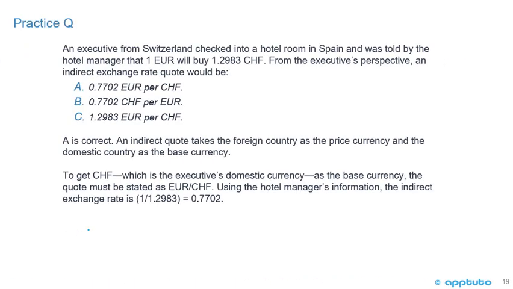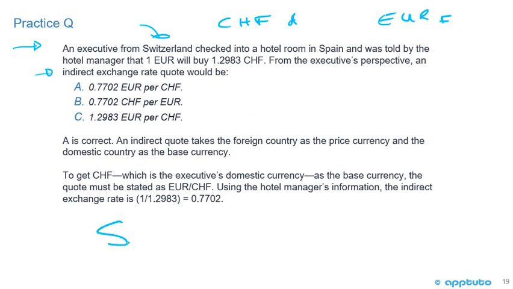Okay, I'm going to work through the solution really slowly. On an exam, I think you would get this right really quickly. But nevertheless, let's start with it. So again, it's bringing in not only the exchange rate in terms of direct or indirect quote, but also the perspective of the individual. Okay, so the executive's from Switzerland. So from his point of view, the CHF is the domestic currency, and the euro is the foreign currency because he's from Switzerland.